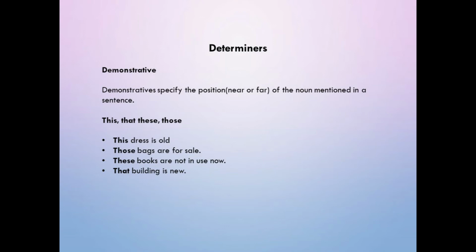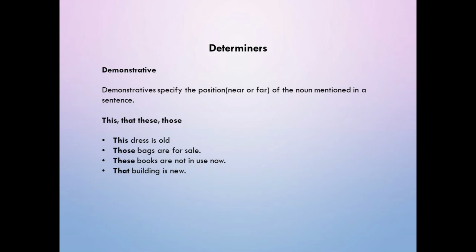So in sentences, if I say this dress is old, this is the demonstrative determiner, as it is specifying the position of the noun dress, and it is coming before the noun dress. The next one is those bags are for sale. In the sentence, those is the demonstrative determiner, because it is specifying the position of the noun bag. And this determiner specifies that the noun is not nearby. We say it is far away. So we use those for plurals.